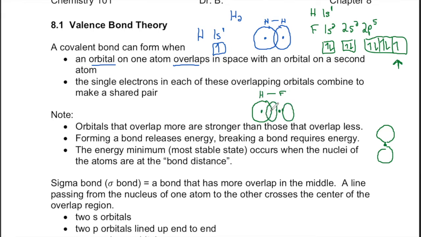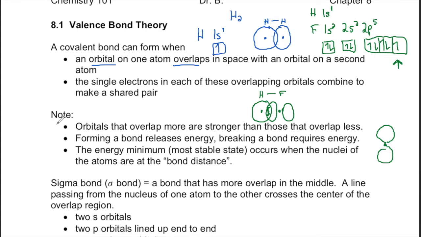So here we have some overlap between the p orbital of fluorine and the s orbital of the hydrogen. So again, this is like an overlapping space, and the electrons that are in this space can be shared between the hydrogen and the fluorine.